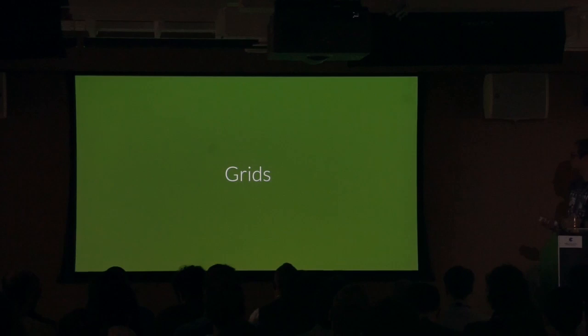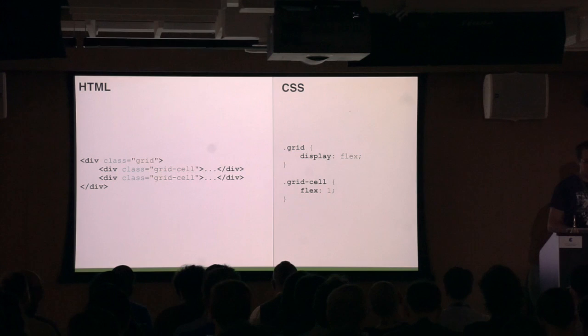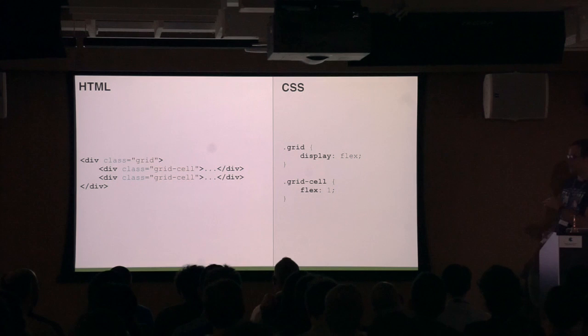Great. So grids are really important for our websites. Designers love them because they enable us to be really consistent in our pages. But they used to be made up of floats and paddings and clearfixes, which was awkward. So now we can have a div, which is wrapped up as a grid, and we have multiple cells. And then we can set the grid to display flex. And then, if we set flex 1, all the grid cells within it will be evenly split up inside.